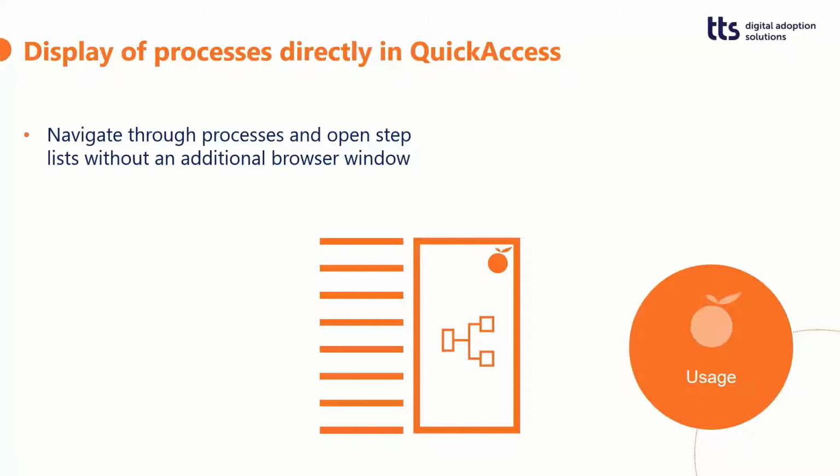Therefore, we now give you the possibility that processes open directly within the QuickAccess as soon as you click on the process in the search result list, and you don't have the need for an opening browser window at all anymore. And you can navigate through these processes and see what you are meant to do within your business process while maintaining your focus on your current working context and not losing track of the task you actually want to do at the moment you were searching for help within the QuickAccess.